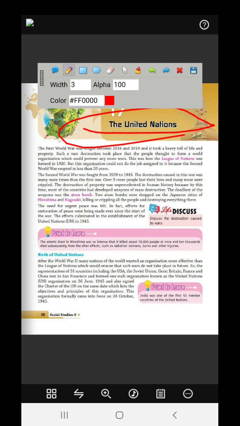The destruction of property was unprecedented in human history because by then most of the countries had developed weapons of mass destruction. The deadliest weapon was the atom bomb. Two atom bombs were dropped on the Japanese cities Hiroshima and Nagasaki, killing or crippling all the people and destroying everything there. The need for urgent peace was felt. So people thought that yes, we need peace. In fact, efforts to restore peace were made ever since the start of the war.